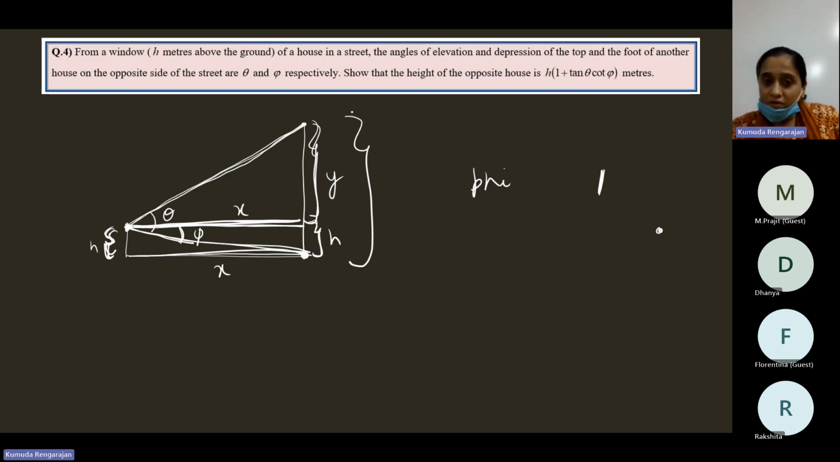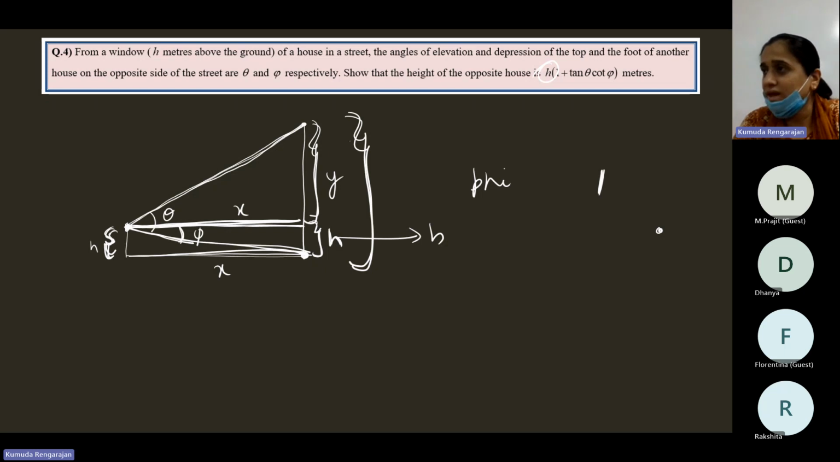Of this height, we already know this is h. See, that h is here in the answer. So you don't have to find this h. You need to only find y. You should find an expression for y. See, this h is the height of the opposite house, and the h is known to us. X and y we have used. H is already given in the question, and that is in the final result also.